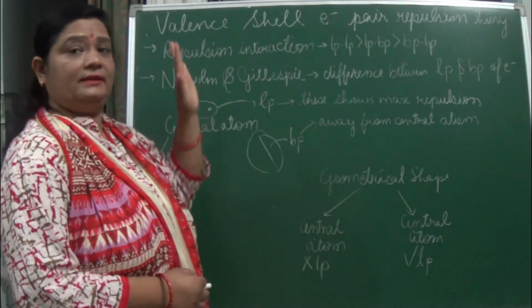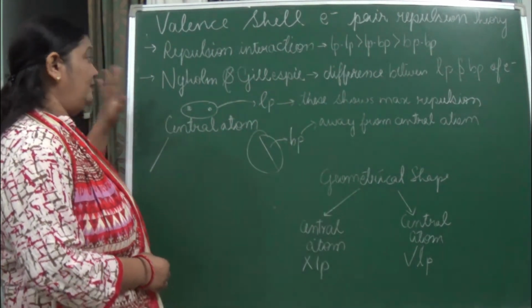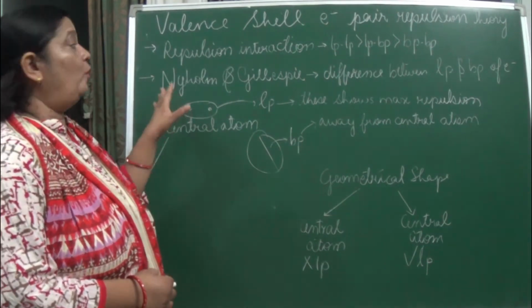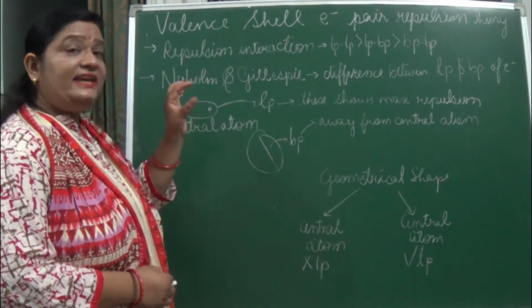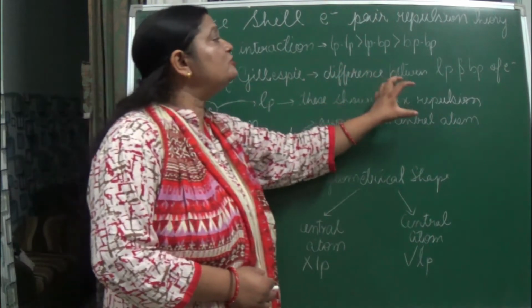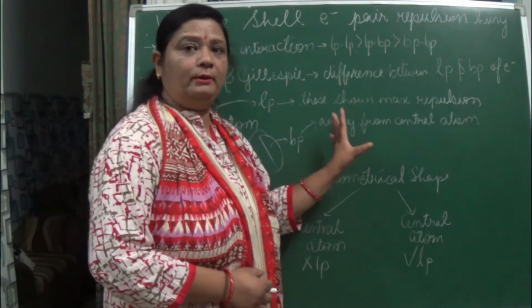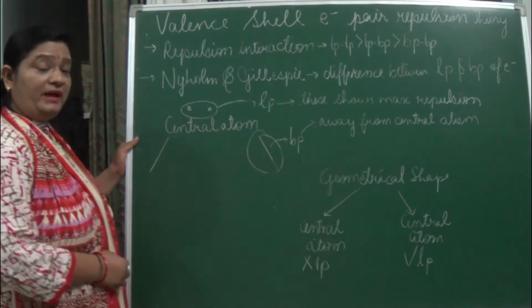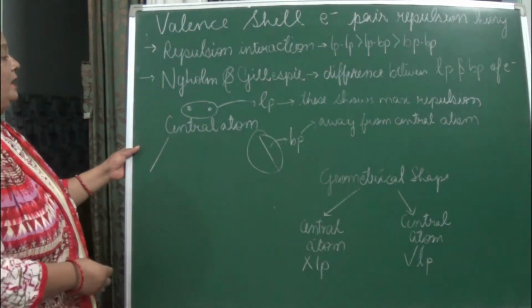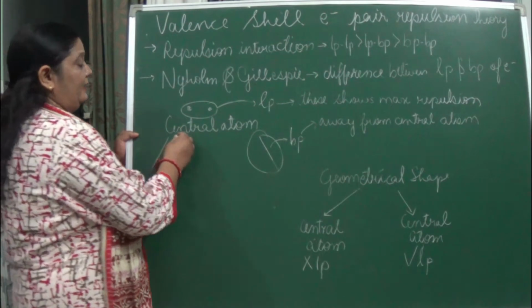So by seeing this, Nyholm and Gillespie, okay, what did they conclude? That yes, there is a difference between the electrons of lone pair and the bond pair. Okay, and this was explained. Okay, how? See, what happens?